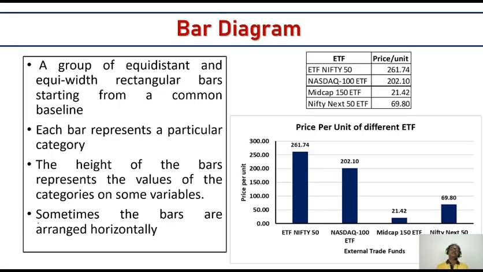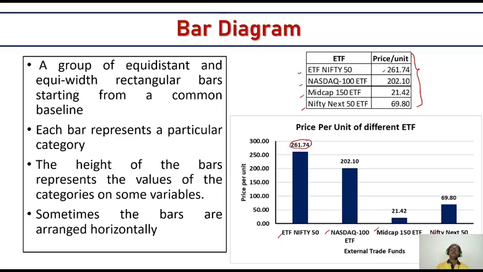So that's why you see on the y-axis we have the scale values, and along the x-axis we have different types of funds. These are exchange traded funds, some of the exchange traded funds, and this is the price per unit in the other column. Here you can see the price per unit. These names of the traded funds are actually reflected here, as you can see. And these values, for example, Nifty 50 is having 261.74, so this is 261.7.